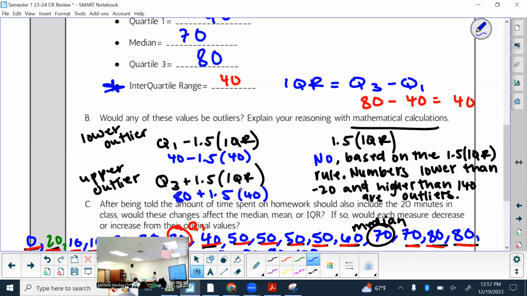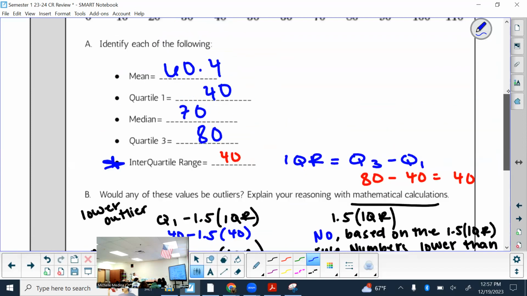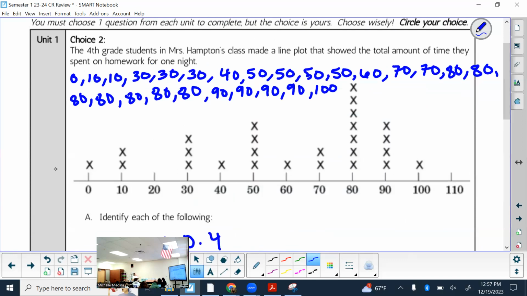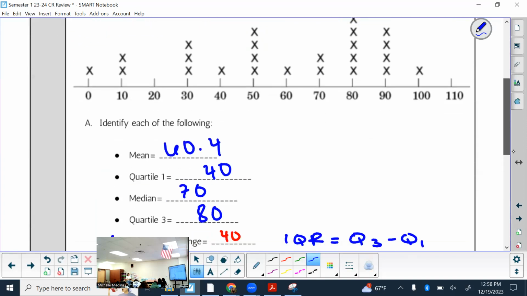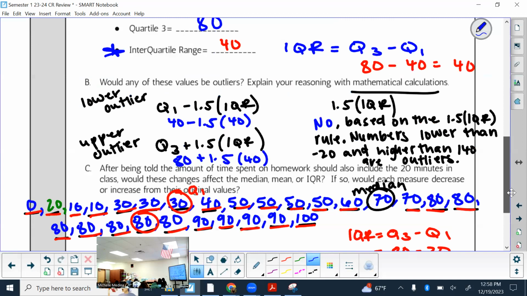And are any of my values smaller than negative 20 or bigger than 140? I'll show you my data again. Are any of these numbers smaller than negative 20 or bigger than 140? So there's no outliers. That's how you justify it with math. Okay, if that's blowing your mind right now, I wouldn't stress so much about that little part, still answer everything else, or make a best guess. You guys just looking at it told me there was no outliers and you happen to be right. But if you really want all the points, remember that rule. Okay, before the next part, questions on that?